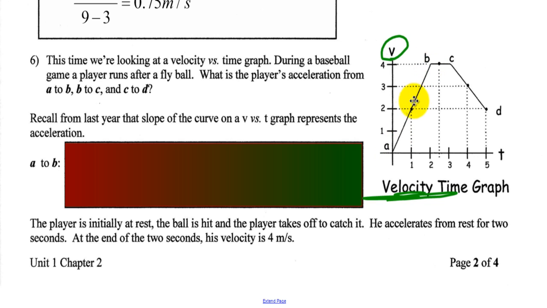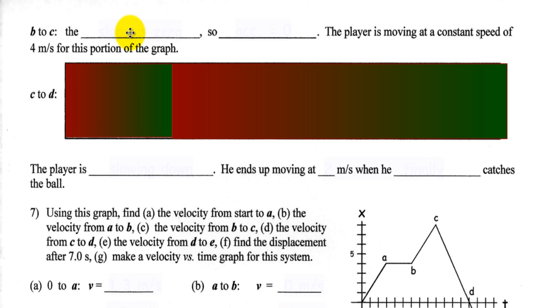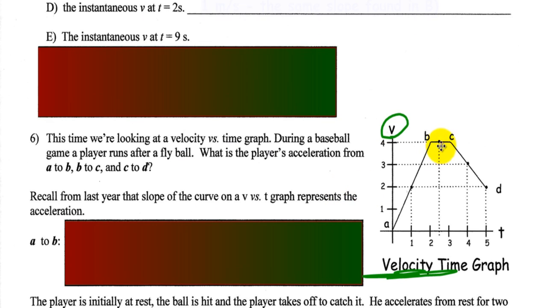So from A to B, there's a constant slope, so there was a constant positive acceleration because it's a constant positive slope. So I can find my rise, my final velocity minus my initial velocity. So I ended at a velocity of 4, I started at a velocity of 0, and it happened in 2 seconds. From B to C, the slope is 0, so the acceleration is 0. Looking down, the slope in here is 0, so the acceleration is 0.